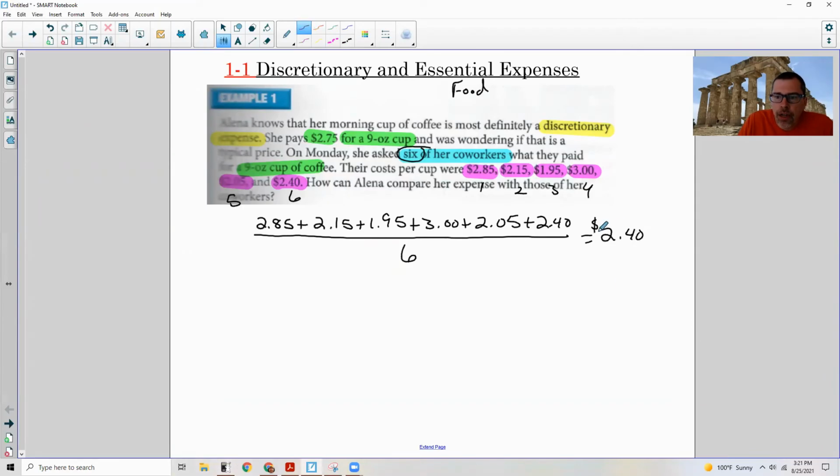So the average cost of a cup of coffee from her 6 coworkers was $2.40. Okay, so the mean is $2.40. Elena's expense is 35 cents above. She paid $2.75. So if you took that $2.75 and subtracted, you would get 35 cents. She paid 35 cents above the average of her 6 coworkers. So it sounds like she found an expensive coffee shop. Okay, so there's our introduction, our first example in the book, and it's on mean.